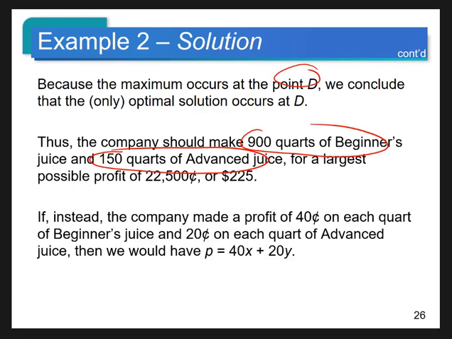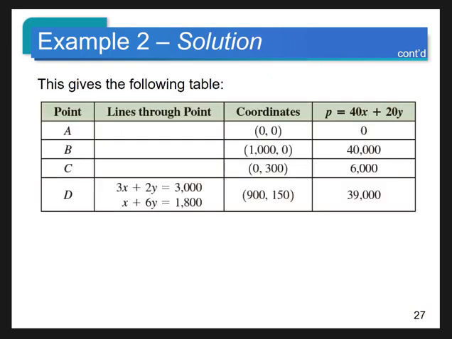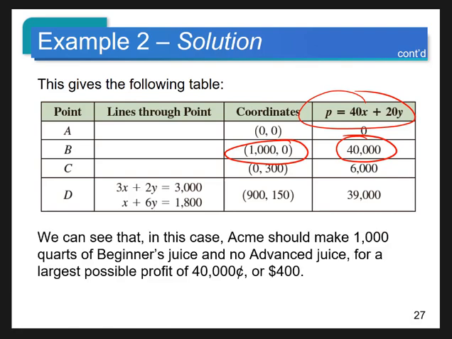So what if the profit per quart changed? Well, all that changes the objective function. So we're going to go back to our table here using this as our objective function. Now instead of 20x plus 30y, it's 40x plus 20y. And we see now the largest number comes here, which is producing 1,000 quarts of beginner's juice and 0 quarts of the advanced. So that would be the optimal solution in that case. They would get $400 profit.